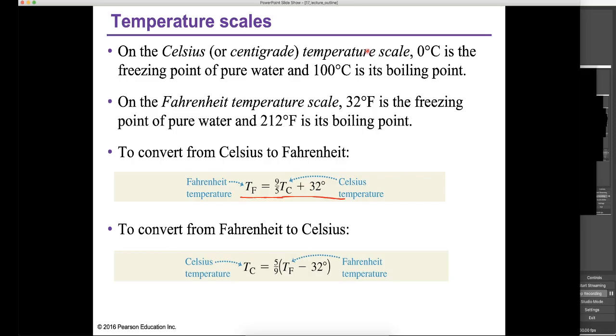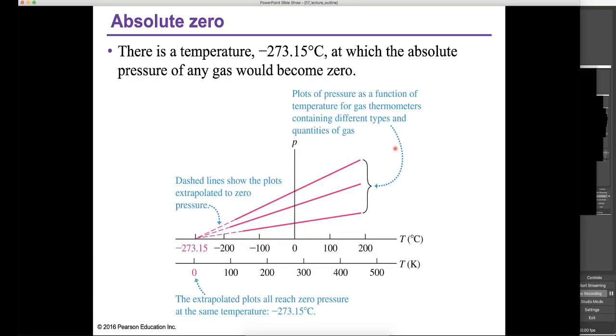So what's the difference between Celsius temperature and Fahrenheit temperature? In the Celsius scale, 0 degrees is the freezing point of water, and 100 degrees is the boiling point of water. In the Fahrenheit scale, 32 degrees is the freezing point of water, and 212 degrees is its boiling point. So that's the difference between Celsius and Fahrenheit temperatures.